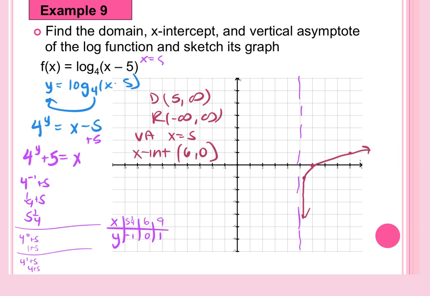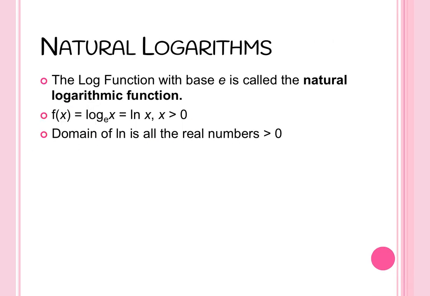We're good? Okay, so the last part of this is natural logs, and just like we did with exponential functions, we got a natural base, that's e. If you're finding the log of that natural base, so log of e, it's called a natural log. So when you see ln, it means log base e. Just like log means log base 10, ln means log base e.